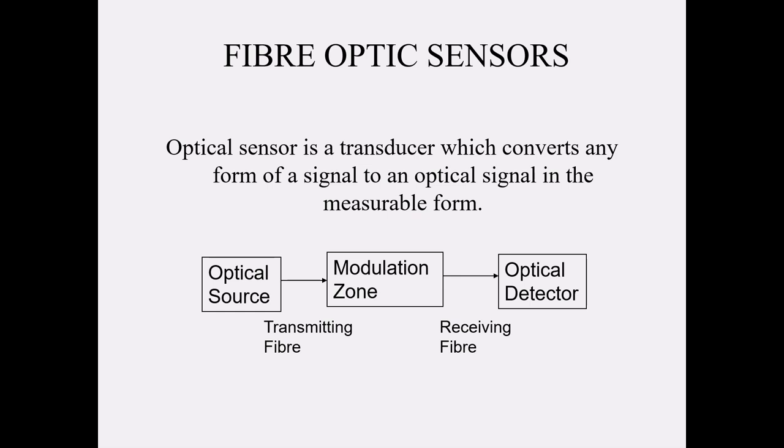The optical sensor is a transducer which converts a non-electrical signal into an electrical signal, or an electrical signal into a non-electrical signal. That's why the optical sensor is a transducer which converts any form of signal into an optical signal in a measurable form. For this process to occur, we need three things. One is an optical source which gives out light.